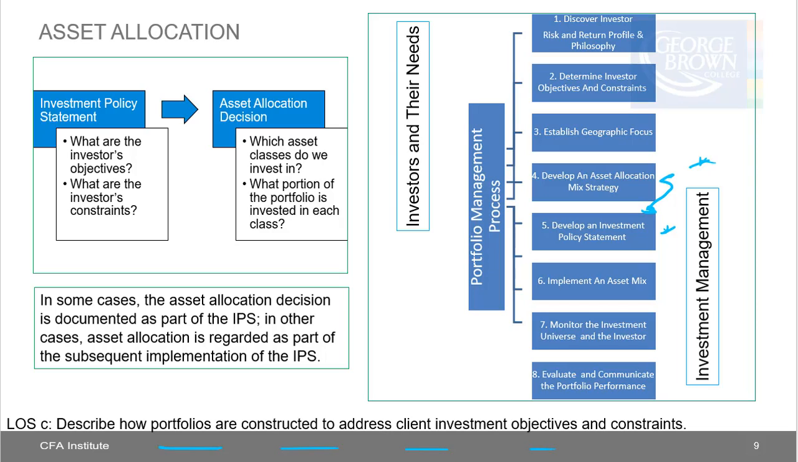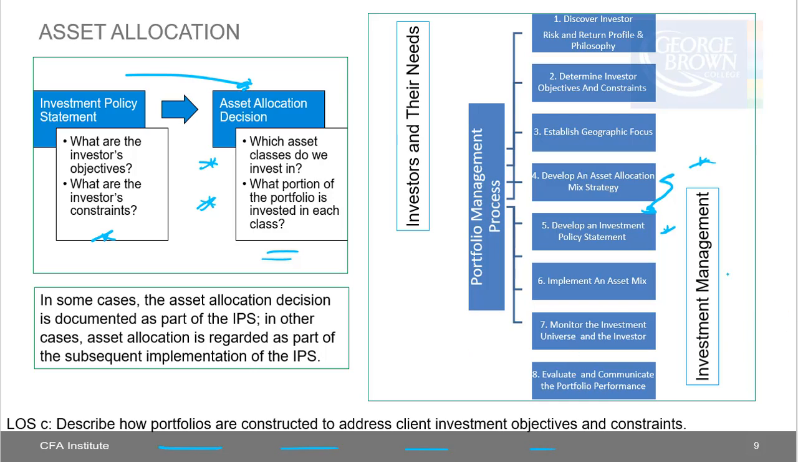And that's why I wanted you to understand the JP Morgan checkerboard of asset class returns from 2003 to 2017. You can see there's a lot of variance and fluctuation. The process of exploiting these short-term fluctuations by adjusting the asset class mix in the portfolio is known as tactical asset allocation. So up here, the investment policy statement: what are the investor's objectives? What are the investor's constraints? And that is an input into the asset allocation decision. Which asset classes do we invest in? What portion of the portfolio is invested in each class?